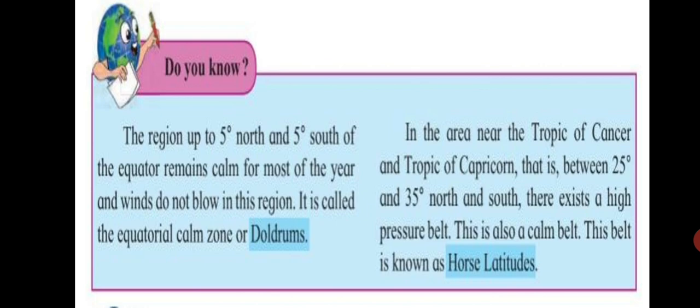The region up to 5 degrees north and 5 degrees south of the equator remains calm for most of the year and winds do not blow in this region. It is called the equatorial calm zone or doldrums. In the area near the Tropic of Cancer and Tropic of Capricorn, that is between 25 degrees and 35 degrees north and south, there exists a high pressure belt. This is also a calm belt. This belt is known as horse latitudes. So this is for your information.